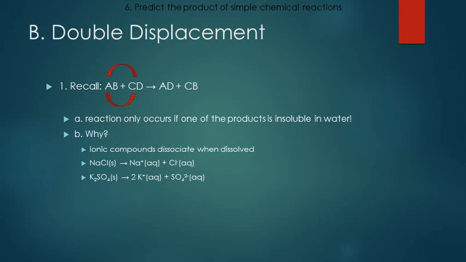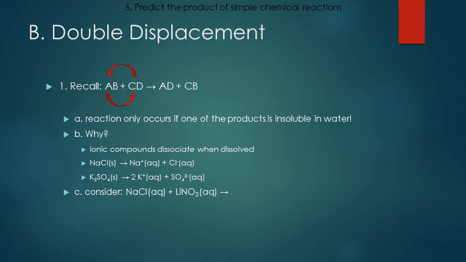Now, why is that important when considering double displacement reactions? Here's another example of an ionic compound dissolving. Notice in this case we have potassium sulfate. We get 2 potassium ions. I can see that in the formula. There are 2 potassium ions, and then I get a sulfate ion which has a 2- charge. So that happens anytime an ionic compound dissolves. It dissociates into its component ions.